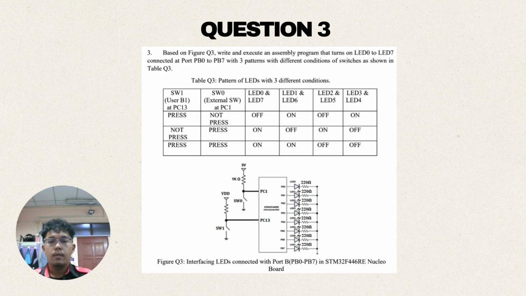Below, we can see the circuit diagram for this question. As you can see, the input is connected to PC1 and PC13. For the output, the LEDs will be connected from PB0 until PB7. The input is active low while the output is active high.